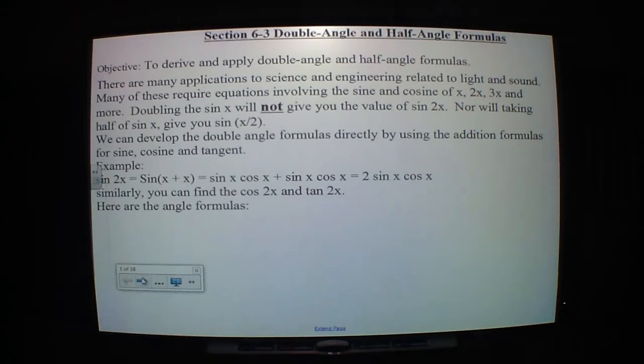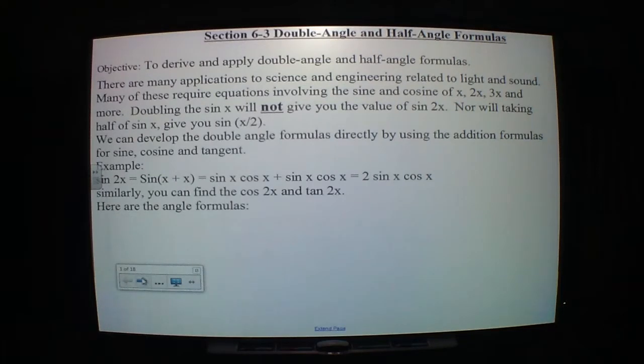Section 6.3, double angle and half angle formulas. There are many applications in science and engineering related to light and sound for double angles and half angles. Doubling sine will not give you the value of sine of 2x, nor would taking half a sine give you sine of x divided by 2.